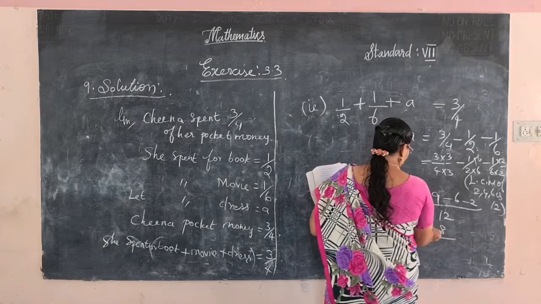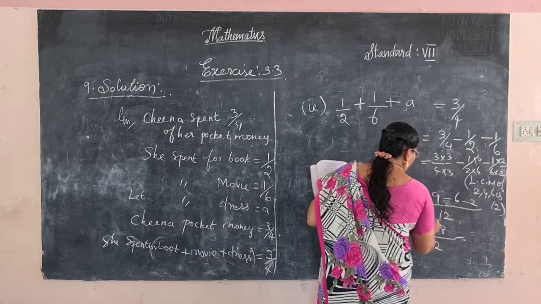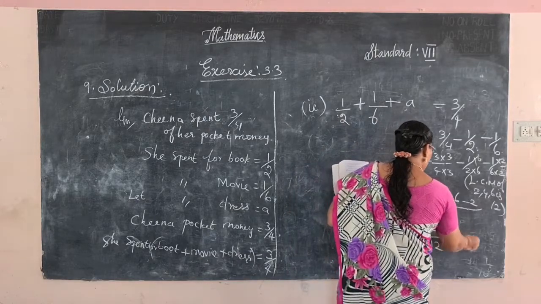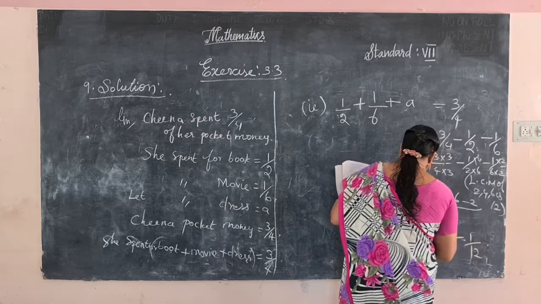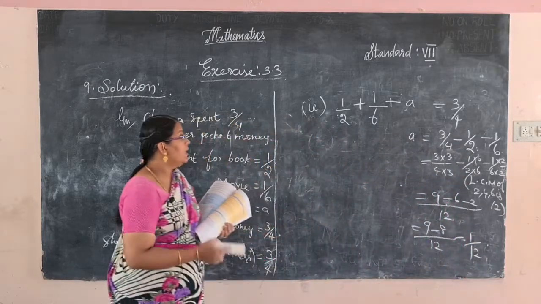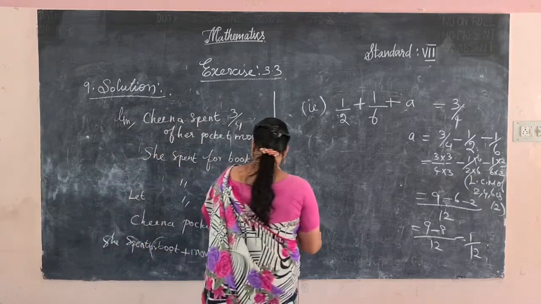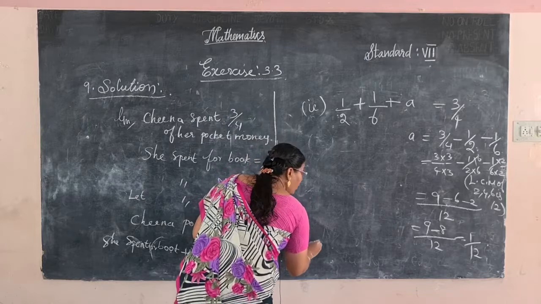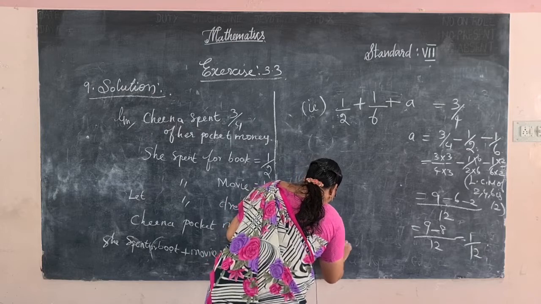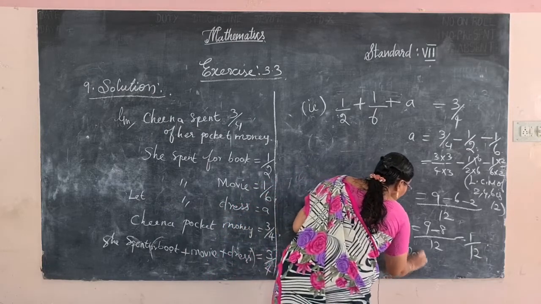So minus 6 minus 2, both having the same sign, like terms, add and put the same sign, so minus 8 divided by 12. Here 9 and minus 8 have different signs, so we subtract and put the greater number's sign. So 9 minus 8 is 1. 1/12 is the answer. So 1/12 part was spent for the dress.